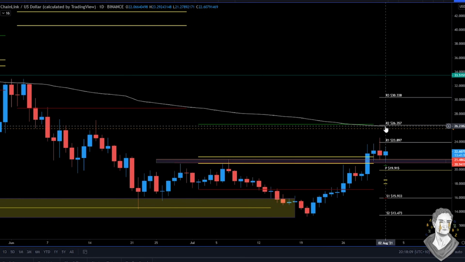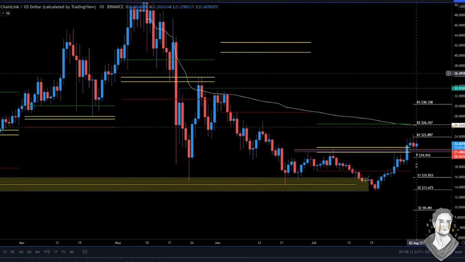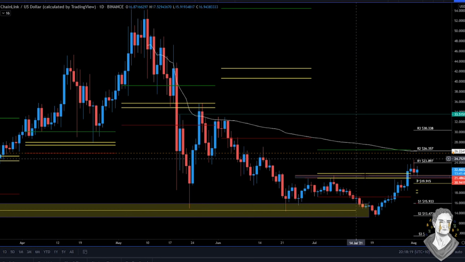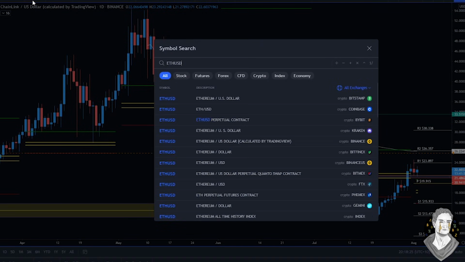The major resistance point for me is still the anchored VWAP from the highs, as that is where we see this big sell pressure coming in. That's where the institutional sellers are going to be coming into the market, and that is around 26.35. So regaining that's going to be much better for price action based on the 1 day time frame.